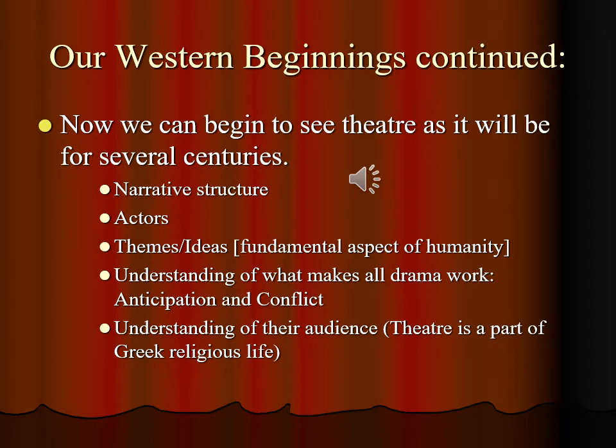So now we can see theater as it will be for the next several centuries. We have actors, the chorus, although there are 12, they function as another character on stage. So we have a narrative structure, the mythology, the stories of the Greeks, the themes and ideas are now a part of the narrative structure. We don't just have chants and singing.